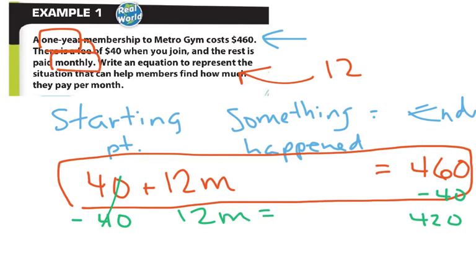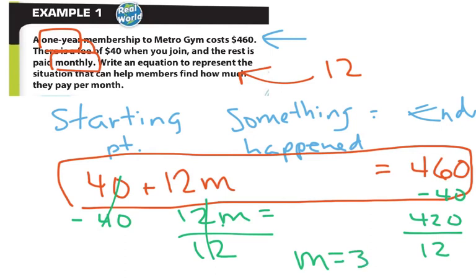And in order to get rid of that 12 and have the m by itself, I have to do 420, or I'm sorry, 12 divided by 12, and that cancels out, becomes 1, and so I have 1m, right? And I've got to divide this by 12, which equals 35. So my final answer is m equals $35, because we were talking about that monthly fee.